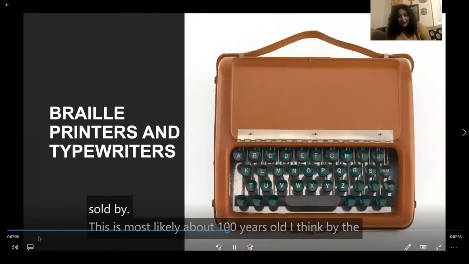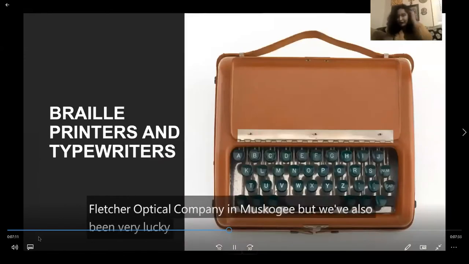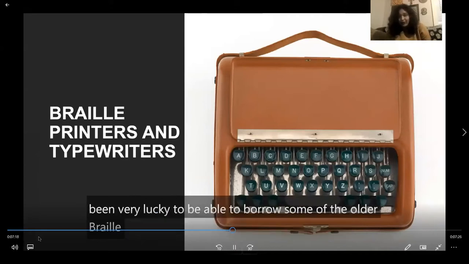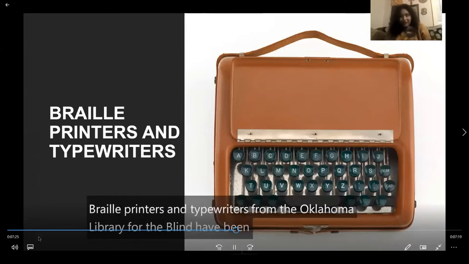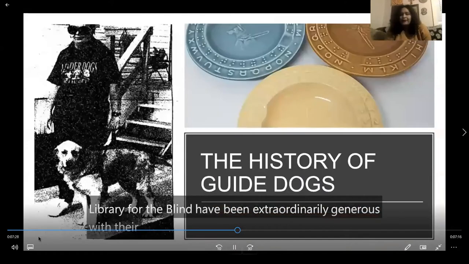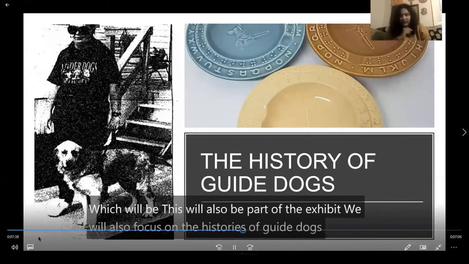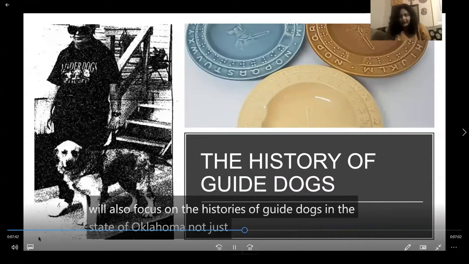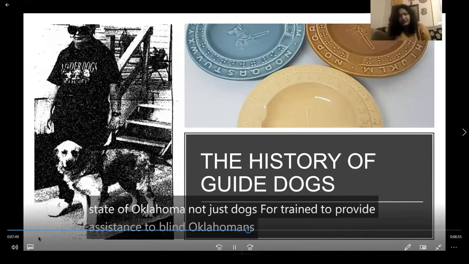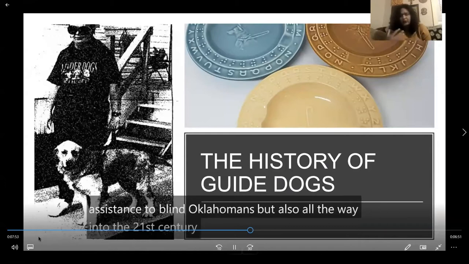But we've also been very lucky to be able to borrow some of the older Braille printers and typewriters from the Oklahoma Library for the Blind, who have been extraordinarily generous with their time and with their materials. This will also be part of the exhibit. We will also focus on the histories of guide dogs in the state of Oklahoma, not just dogs trained to provide assistance to blind Oklahomans, but also all the way into the 21st century, dogs that are now trained as service animals for people with a broad range of conditions.